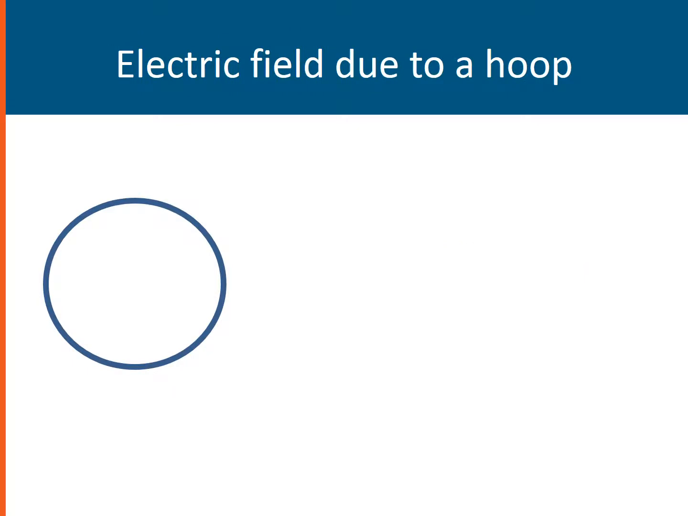Now let us derive the expression for the electric field due to a hoop. So we have our hoop here. Imagine or consider this hoop to be charged with Q. Now again, in order for us to get the electric field, we have to identify our Gaussian surface. Now a Gaussian surface is something that has symmetry.